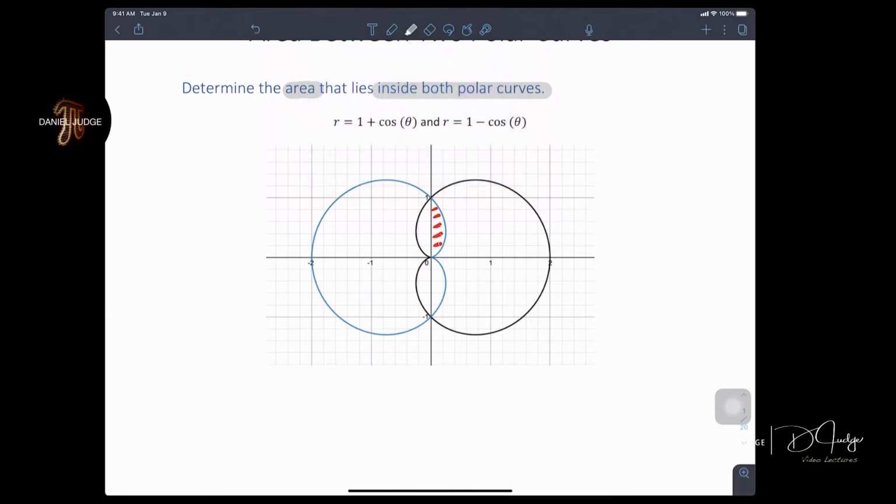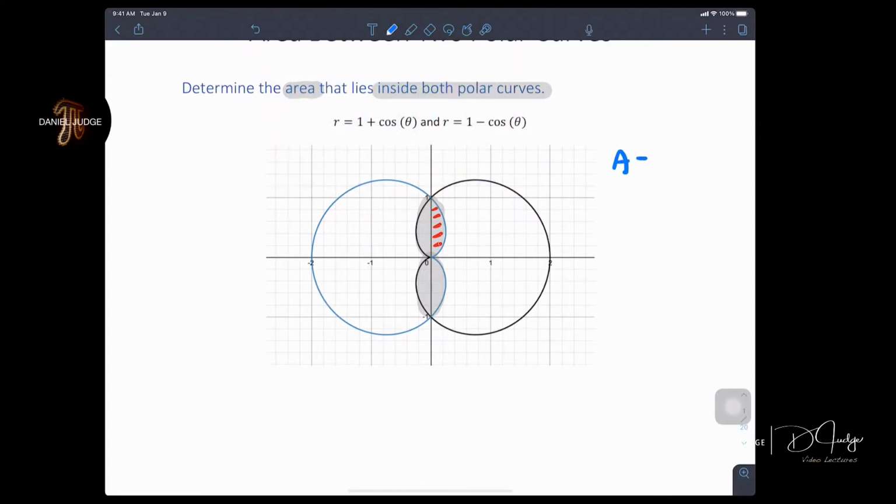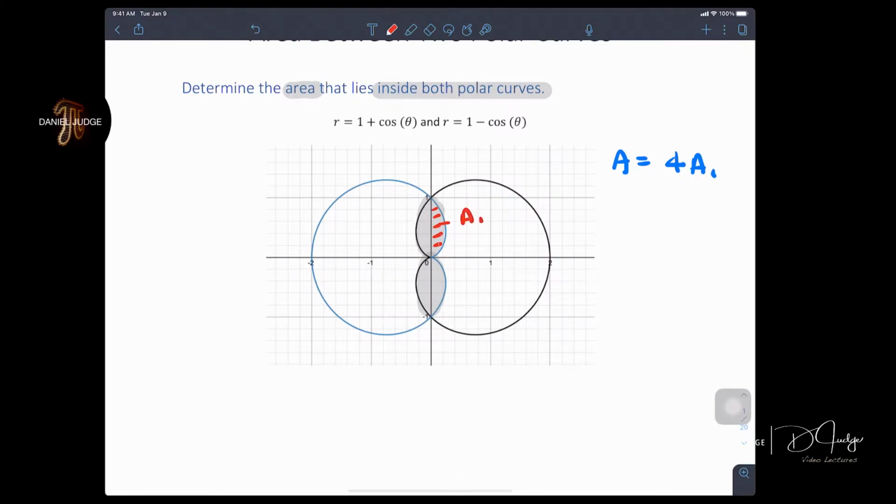So whatever that value is, I'm going to just go back and highlight that for you guys. Sorry for the crash. And that's going to be here. Our real area is going to satisfy this equation: A equals 4 times that, whatever that shape will be. We'll say A sub 1. And this is that A sub 1. So 4 times that to get all the others, and that's the area inside both curves.